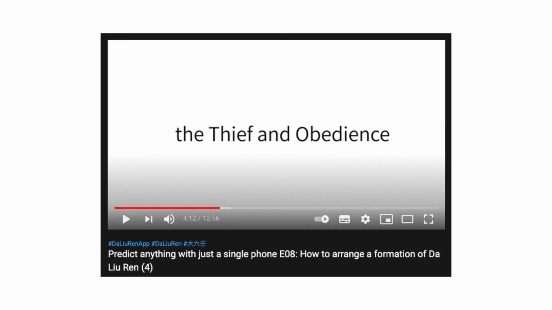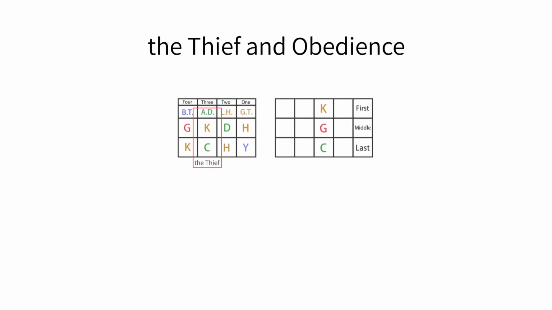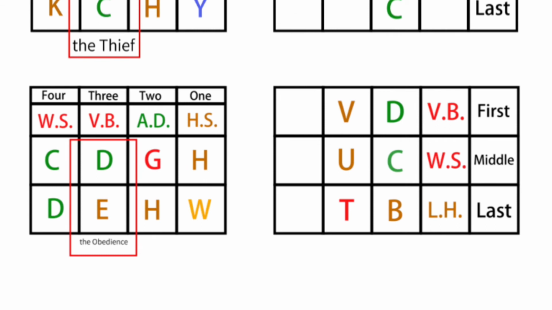In the last video, I talked about the first situation of the three transmissions, the thief and obedience. Among the four combinations of the upper symbol and the lower symbol, if there is a combination of the lower symbol restricting the upper symbol, then we will regard the upper symbol in this lesson as the first transmission. If there is not a combination of the lower symbol that restricts the upper symbol, and there is a combination of the upper symbol restricting the lower symbol, then we will regard the upper symbol in this lesson as the first transmission.